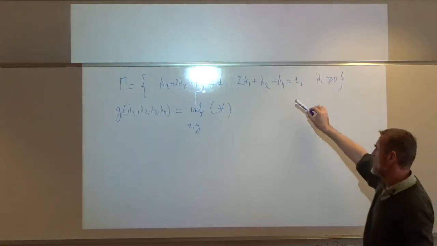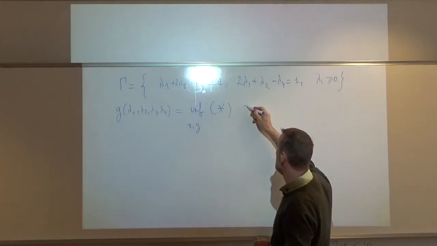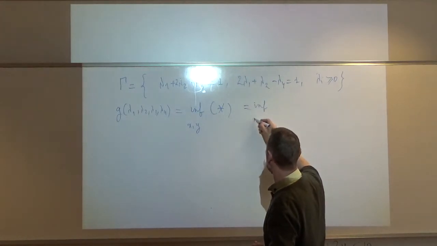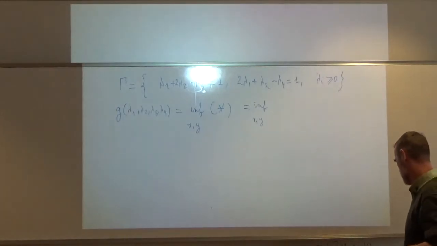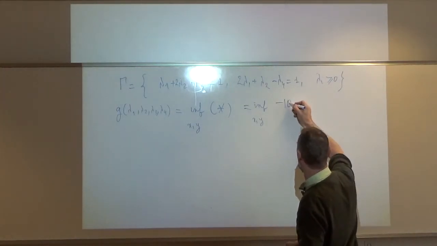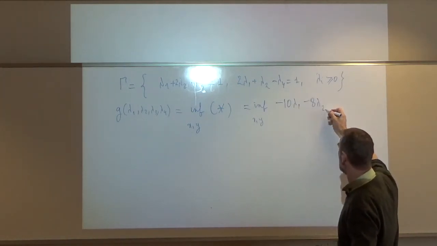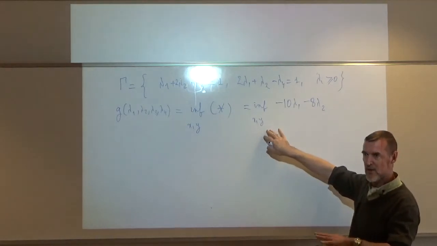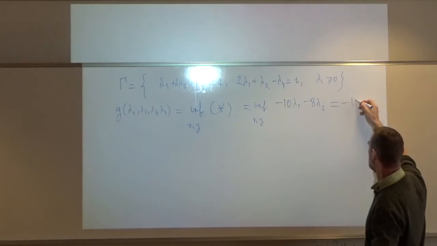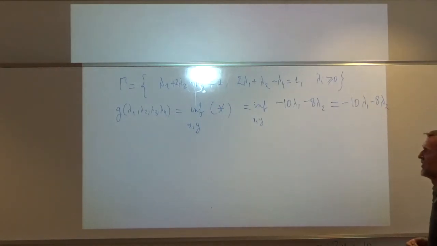Now, if I am in this set, the Lagrangian is simply, the coefficients disappear. There's only the constant term minus 10 lambda 1 minus 8 lambda 2. That's an optimization problem over x and y. Lambda 1, lambda 2 are fixed. So this is minus 10 lambda 1 minus 8 lambda 2. That's the dual function.